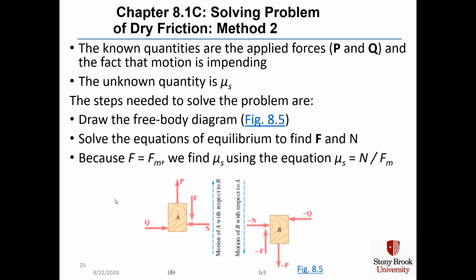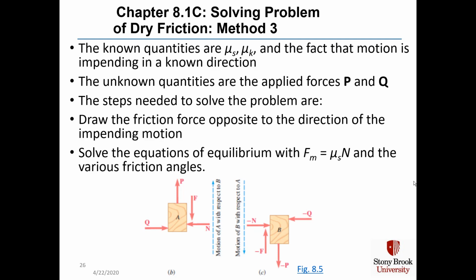Our second method of solving problems of dry friction, our known quantities are applied forces P and Q, and the fact that we know that motion is impending. And in this problem, the unknown quantity is just mu sub s, coefficient of static friction. We draw our free body diagram, and we solve the equations of motion to find F and N. But now, because motion is impending, we know that F equals F sub m, and we can find mu sub s by using the equation mu s equals N divided by F sub m.